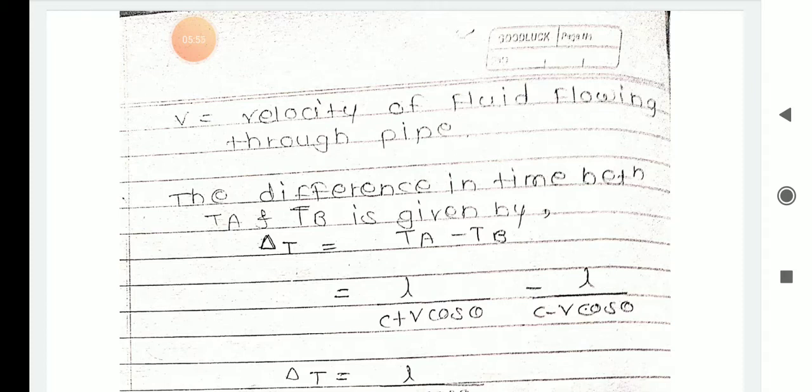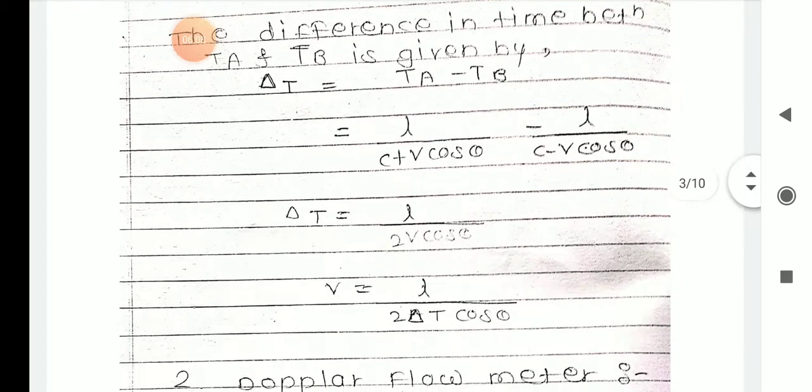Delta is a change, so TA minus TB is given by putting the value of TA and the value of TB: L divided by C plus V cos theta minus L divided by C minus V cos theta. So we are getting one equation, delta T is equal to L divided by 2V cos theta. So replace that V by delta T. Cross multiply this one, take the V to the top side and divide by delta T. So V is L divided by 2 delta T cos theta. So this is the original equation which comes under the time difference type of ultrasonic flow meter.